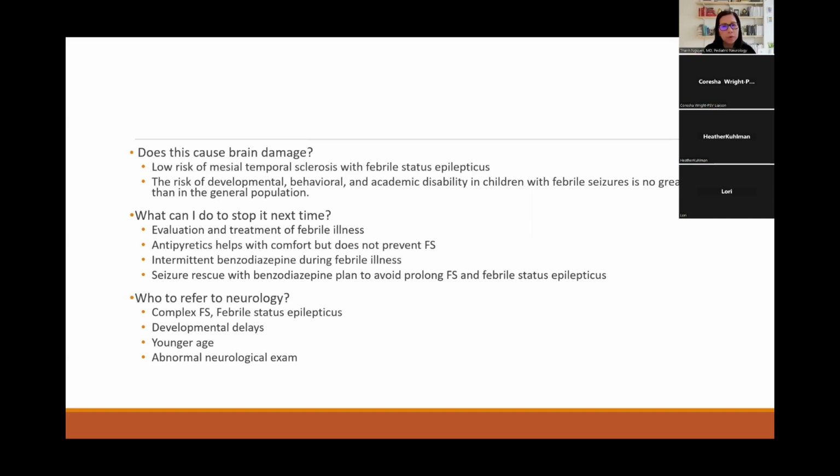So if they're younger, we definitely recommend referral. And if there's an abnormal neurological examination, any focal findings on their examination, or any history of any other neurological issue, any kind of dysmorphism and things like that, because those patients may not be febrile seizures, and they may be other types of epilepsy that is just unmasked by the febrile illness.